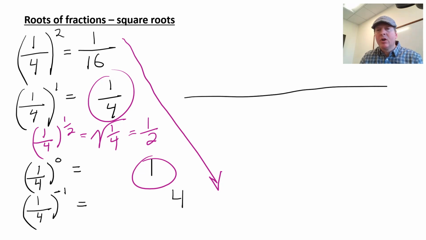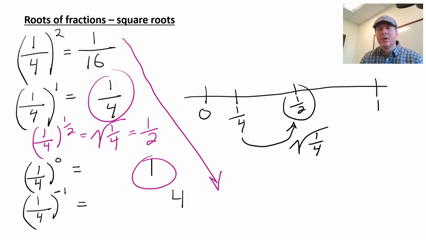If I were to write the number line, this is a really important thing to remember. If I were to write the number line and I put 1/4 in here, the square root of 1/4 is not a smaller number, it's a bigger number. The square root of 1/4 is 1/2. So if you take the square root of a fraction, the number gets bigger, not smaller. And when I say bigger, that means you move to the right on the number line. As you move to the right on a number line, the number gets bigger, not smaller.